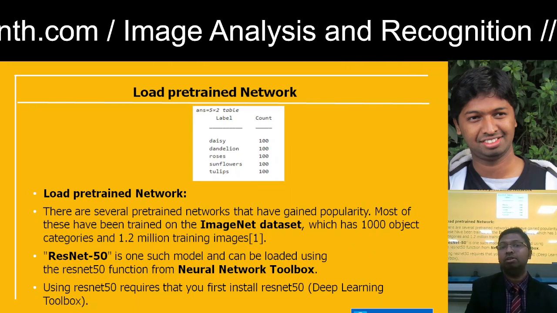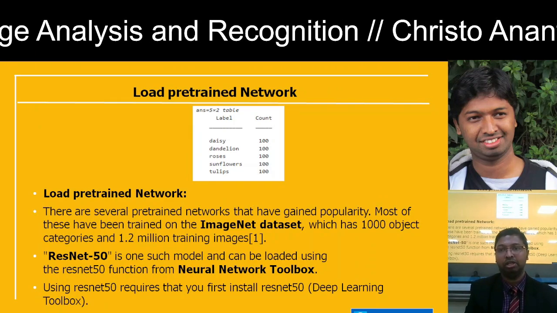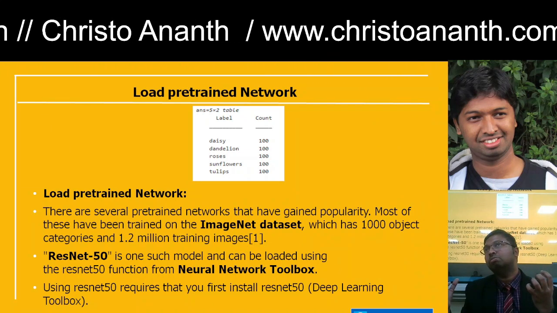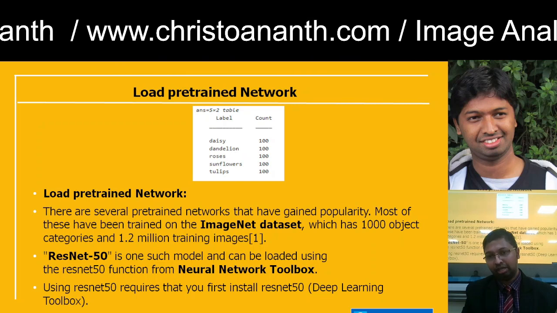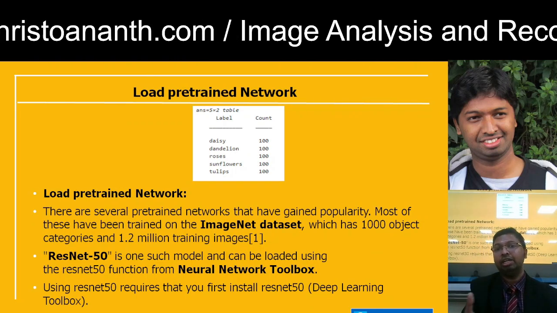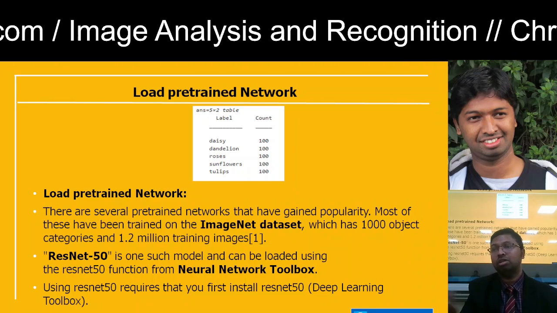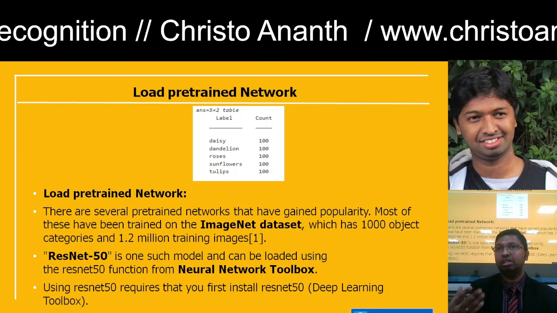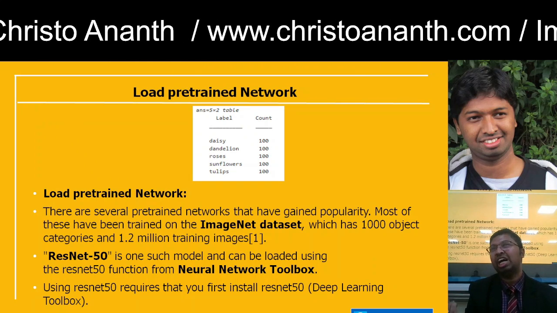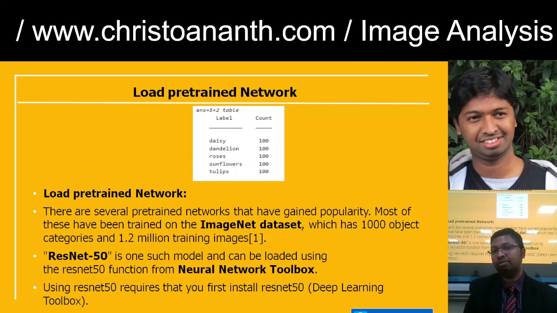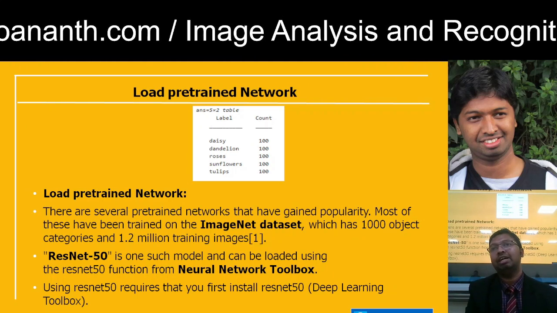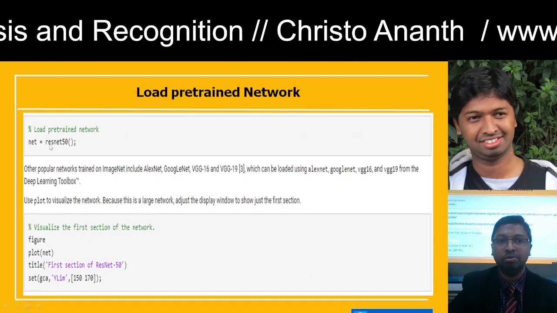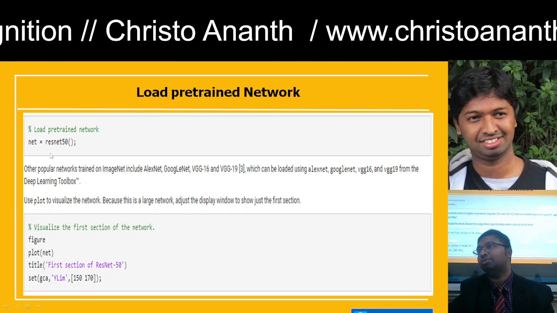Then what you have to do is load the pre-trained network. For this you will be using the ImageNet dataset. It has 1000 object categories and 1.2 million training images. So that is the reason you will be using ResNet 50. That is actually in the neural network toolbox, which has all the deep learning models and the associated images. So here you are going to load the pre-trained network: net is equal to ResNet 50.